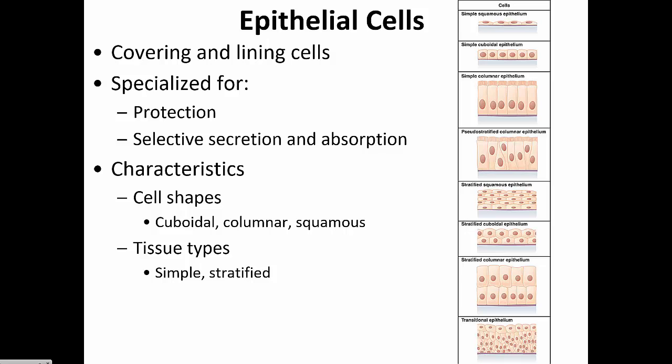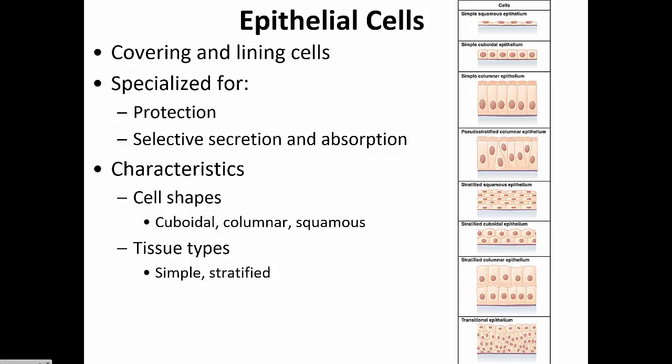So epithelial tissue is specialized for protection in some cases. Our skin would be a great example of that, protecting us from bacteria, from desiccation, in other words, drying out. But in other cases in our body, our epithelial tissue is specialized for either selective secretion or selective absorption. So we certainly see that in the case of our kidneys and our digestive system. What we notice is that epithelial tissue is characterized based on the shape of the cells and the arrangement of the cells in space.